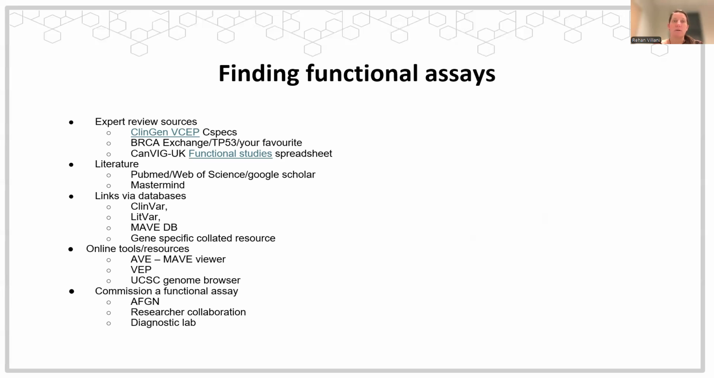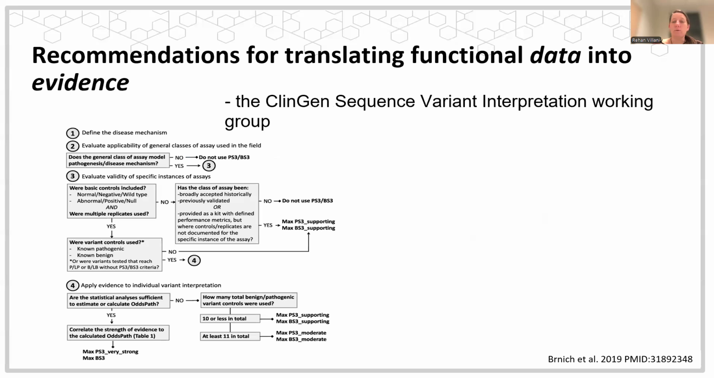So the first step is actually to find that functional evidence. And you can see here a list of sources of functional assays or functional data that you can evaluate to use in variant curation. And we also want to bring your attention to the recommendations for translating functional data into evidence. A paper published by Nitsch 2019 from the ClinGen Sequence Variant Interpretation Working Group. And this manuscript describes some recommendations for how you might consider a functional assay to determine what level of evidence you might apply in variant classification.